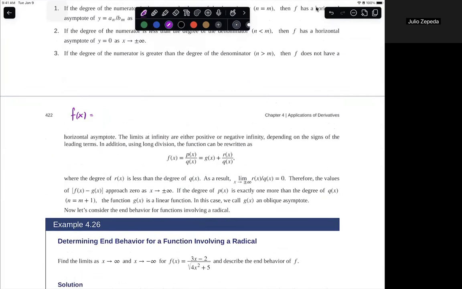f of x equals the square root of x squared. This is equal to the absolute value of x, which is equal to the piecewise function x if x is larger than or equal to 0, or negative x if x is less than 0. Okay, so let's just quickly graph this.